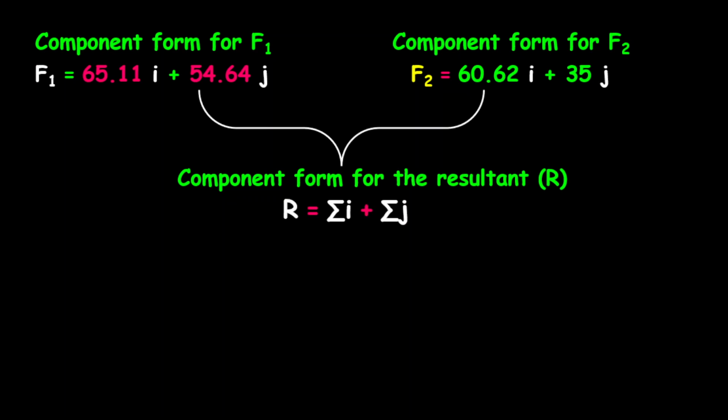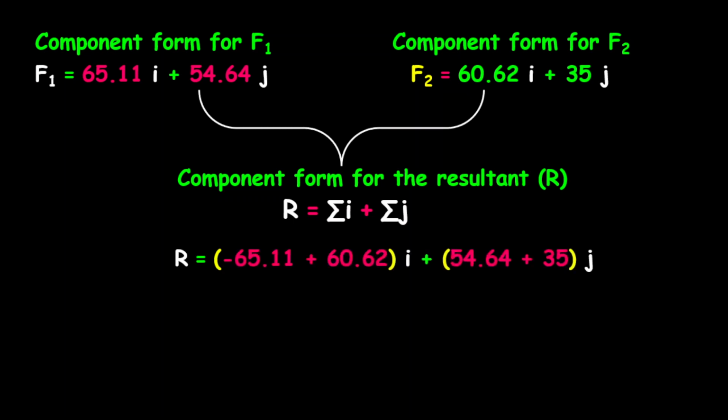In terms of component form, what I want you to understand and remember is that the resultant is equal to the sum of the I's and the sum of the J's. So we're going to expand this a bit. In the expanded form, the resultant equals negative 65.11, which is the X component for force 1, plus 60.62, which is the X component for force 2, which is all I, plus those of the Y components. There we have our 54.64 plus our 35, and that is our J.